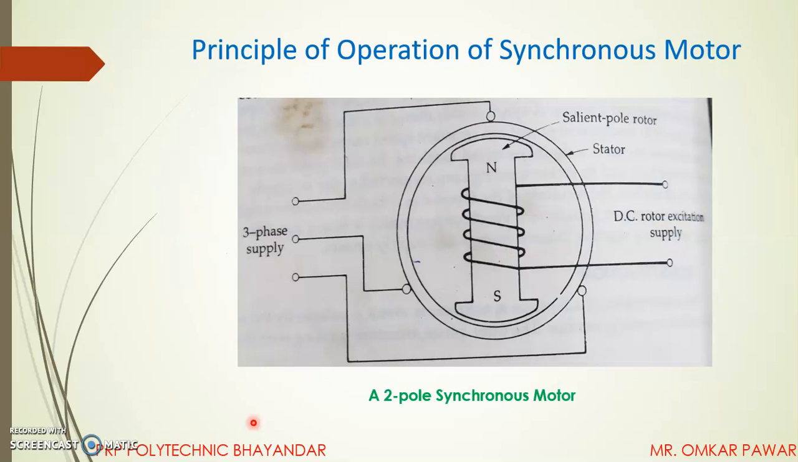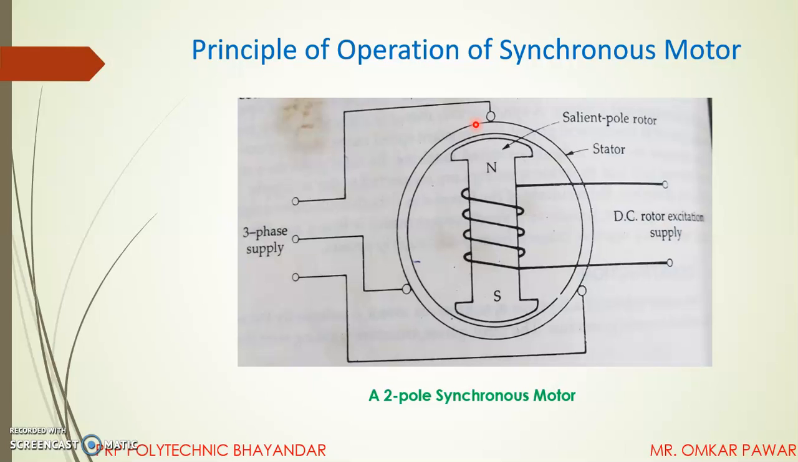Now the principle of operation of the synchronous motor. In this diagram the three phases are given, that is R, Y, B: a three-phase AC supply is given to the stator winding, and DC excitation is given to the rotor winding in order to produce alternate N and S poles. This is a diagram of a two-pole synchronous motor, that is, N and S. When we give the three-phase supply to the stator winding, it creates a rotating magnetic field.